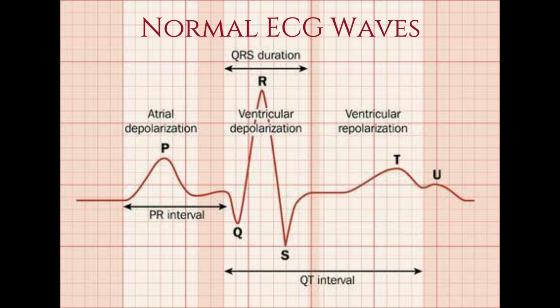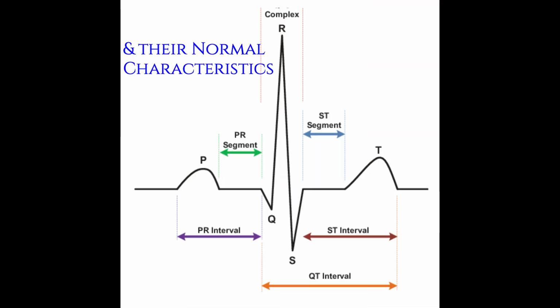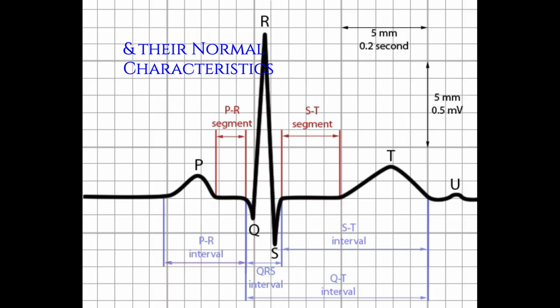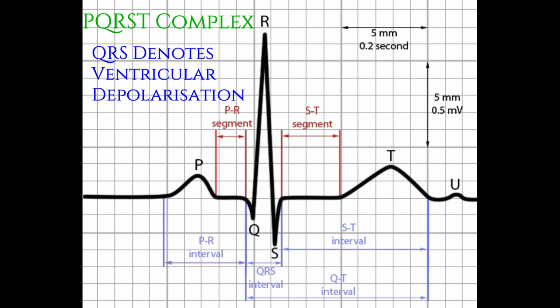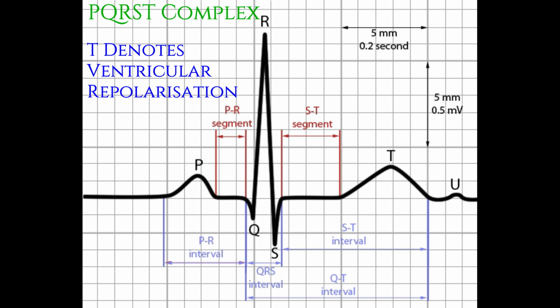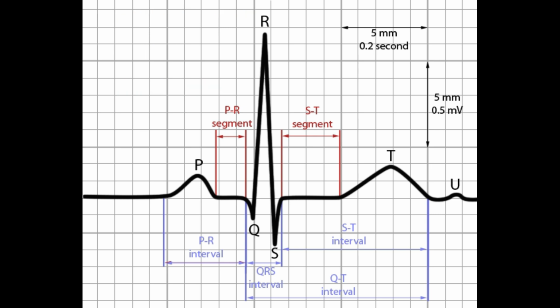I am going to tell about the normal ECG waves and their normal characteristics. An ECG wave is represented in terms of a PQRST complex. Here, P denotes atrial depolarization, QRS denotes ventricular depolarization and T denotes ventricular repolarization. The repolarization of the atrium is not separately denoted by any wave, rather it gets mixed in the QRS complex.